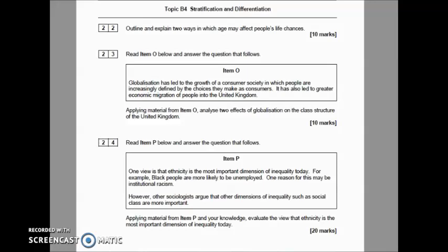As always, on this paper you will get 3 questions in that section, 2 10 markers and a 20 marker. The first one will always be an outline and explain. The second will always give you an item and you have got to hook your knowledge from it. And the final question will be an essay question where you have to evaluate whilst using the item. So let's start off by checking out that first question, which is number 22.